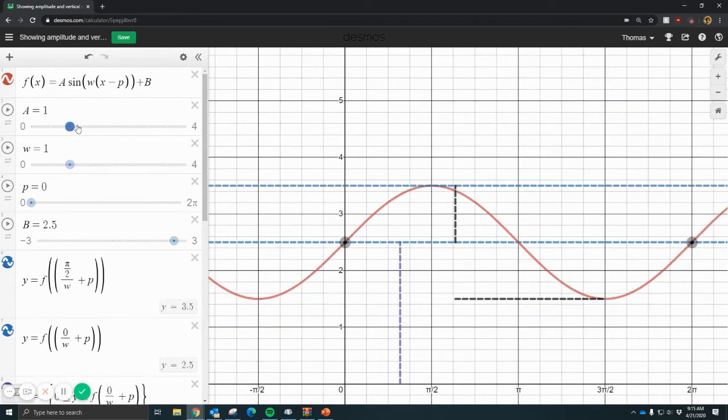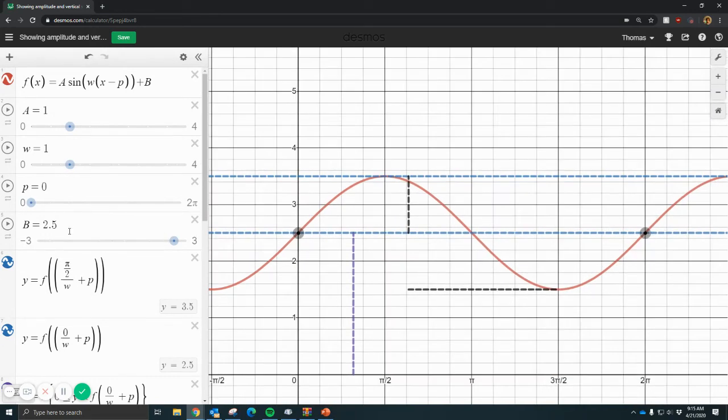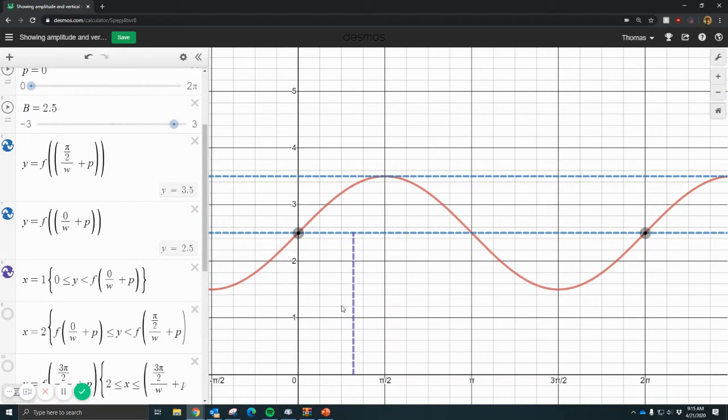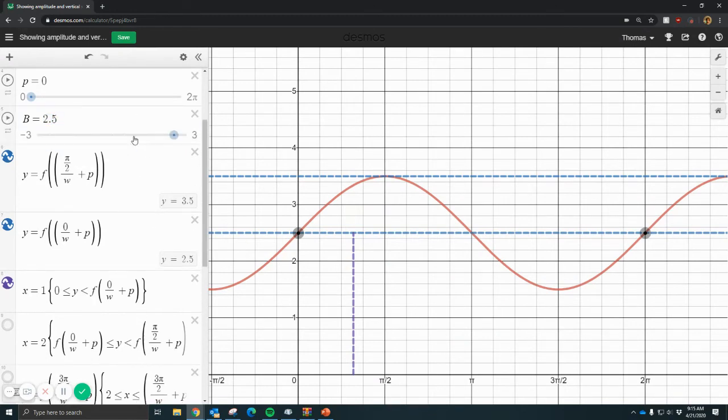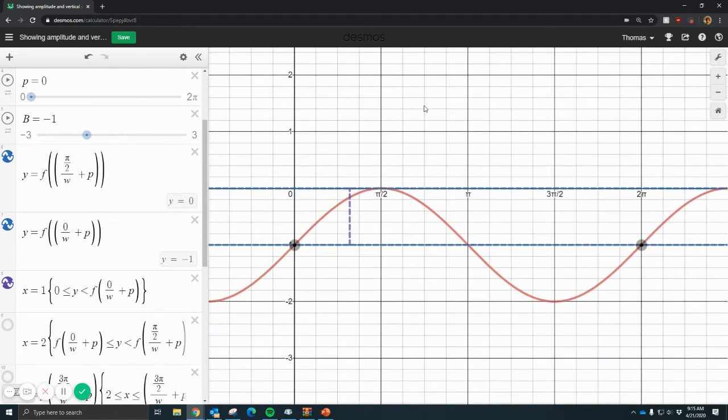Like if I revert this back to the default, this is what sine was normally. Let me just remove some of these black lines. Sine normally had that period of 2 pi, but now everything's just been shifted up by 2.5, which is what I put in there. And obviously, we can have negative values for this too. So if we shifted it down, it would be the same thing. That's just shifted down 1. But everything was still graphed the same way. It just got shifted down 1 afterwards.